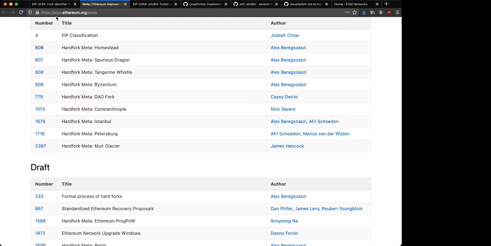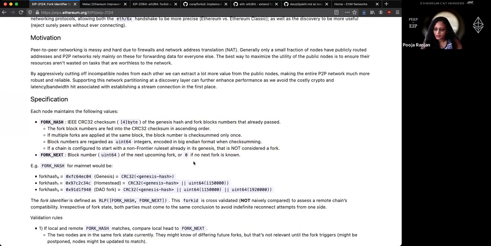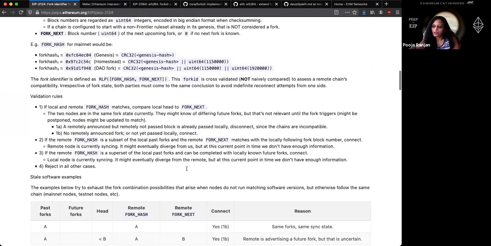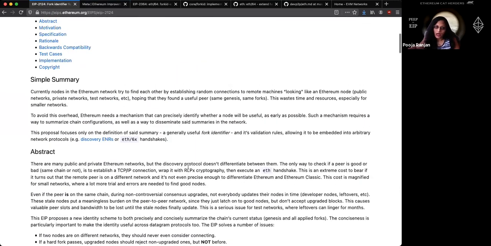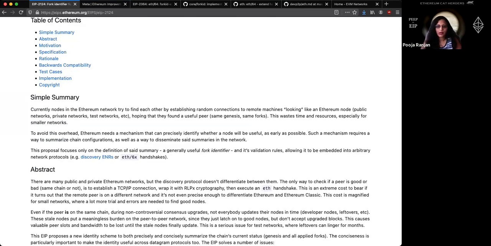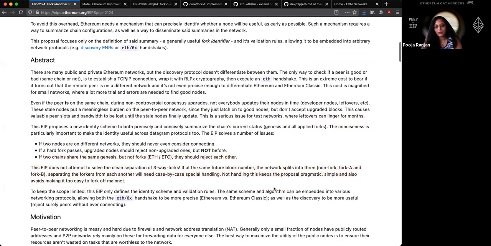Okay. So I have a question related to three-way forks, as it is mentioned in the abstract section, this EIP 2124 proposal does not give a clear separation of three-way forks. So can you elaborate what this three-way fork is, and is there an example that might help people to understand? Yeah, Peter wrote this.